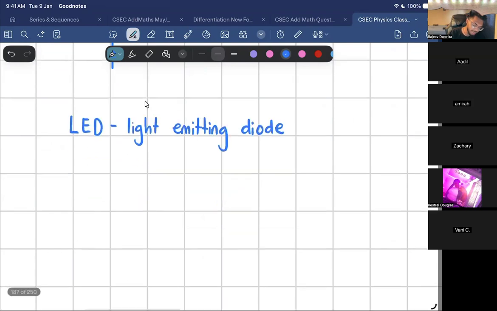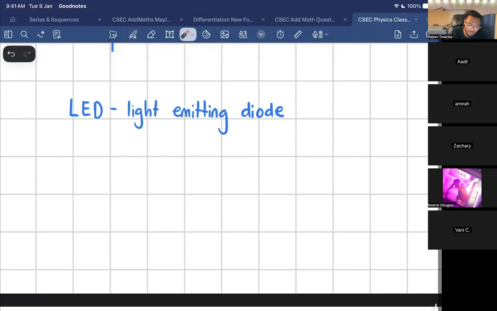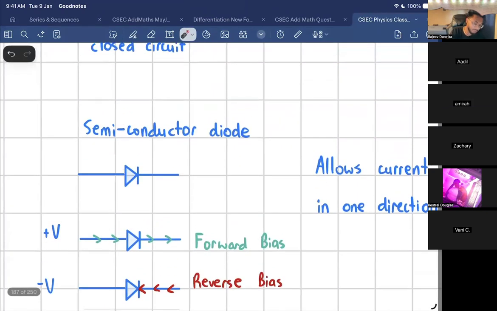Amira, what do you think a light emitting diode does? I don't know, it produces light. That is it. It's like the LED light strips. As the name suggests, it has the word diode in it and it has light emitting. So this is just a combination. This is a special type of diode.